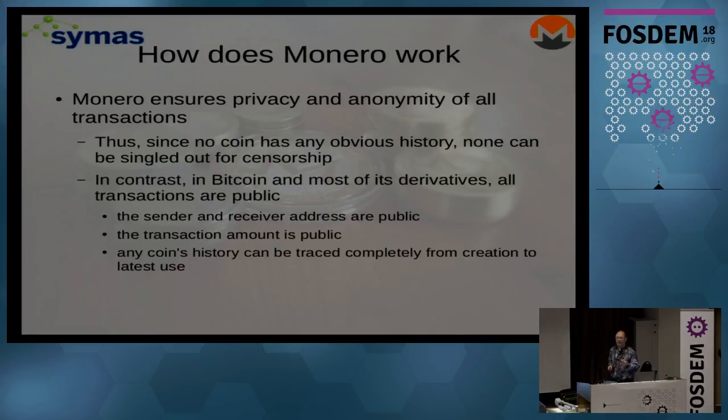You can only get fungibility through privacy. You can only get it if your coins have no traceable history. And again, in Bitcoin, everything about the money is public, right? The sender's address, the receiver's address, the amounts that are being sent, all of this is public, and so you can always trace a complete history of any user through the Bitcoin network.